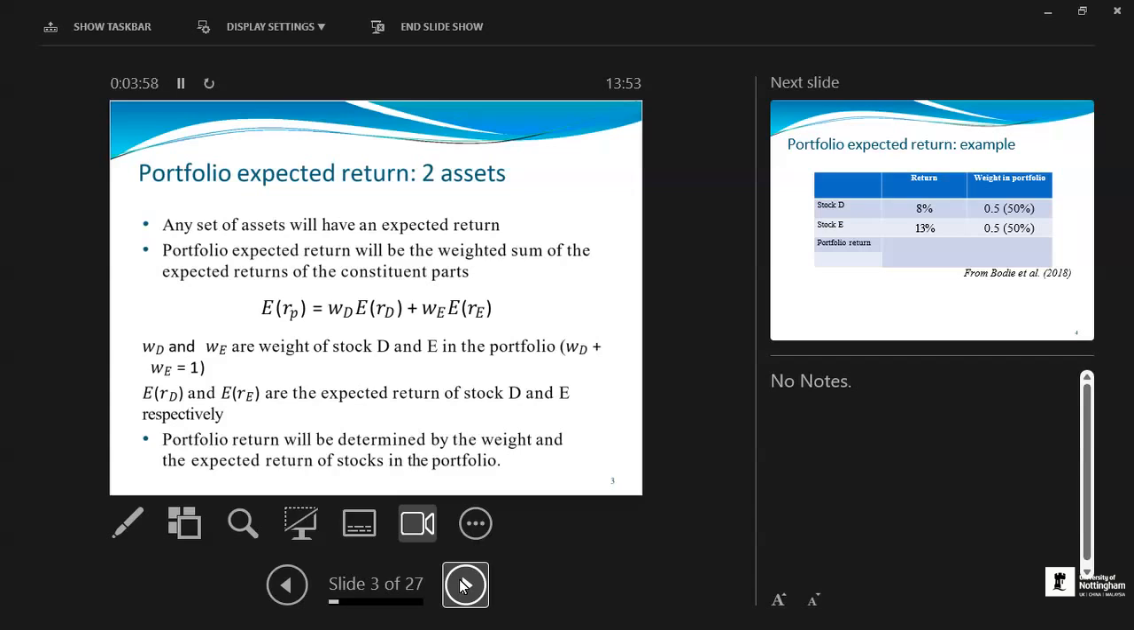Okay, so what are these weights? WD and WE are weights of stock D and E in the portfolio respectively, and the sum of these must be equal to 1, right? Okay, so one represents your total wealth that you're investing into that portfolio. Okay, if you have like 100 dollars to invest, you could invest 50% in D and 50% in E, right? Okay. So the weight would be 0.5 in D and 0.5 in E.